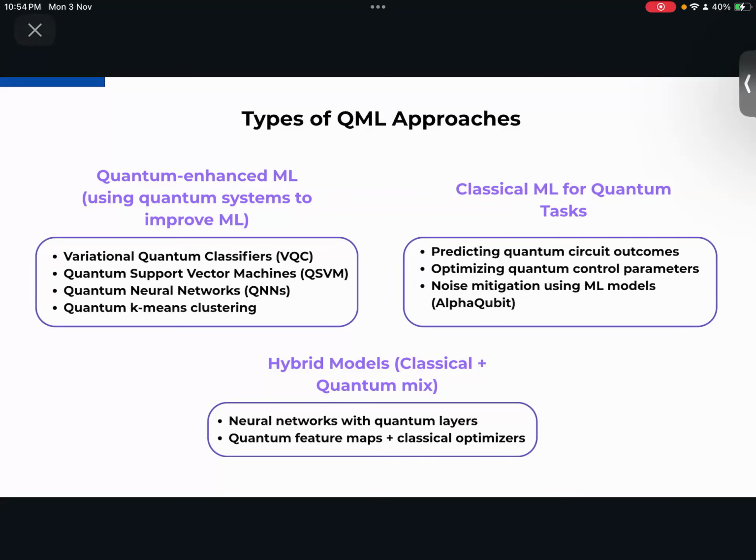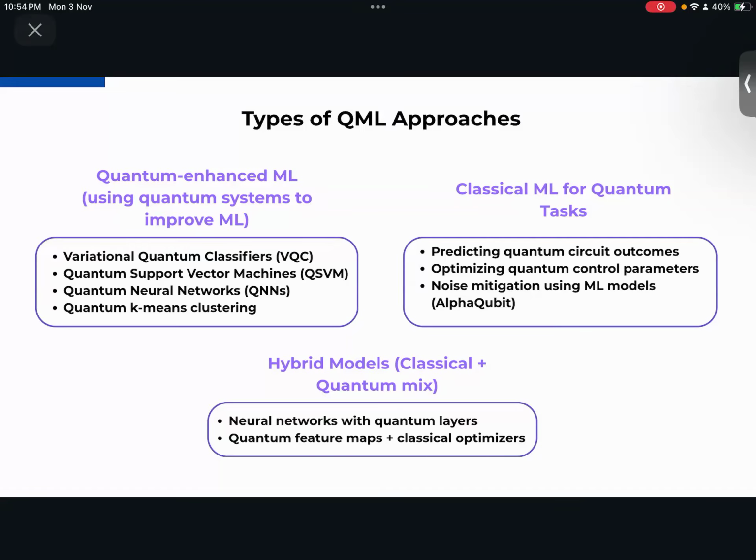We also have classical machine learning for quantum tasks. For example, AlphaQubit is a framework developed by Google DeepMind and Google Quantum AI, where they used classical machine learning to do error correction and noise mitigation. It's pure classical machine learning for quantum computing. There are also several works on how to predict quantum circuit outcomes using classical machine learning, how to optimize the quantum control parameters, how to optimize the circuits, how to transpile the circuits, etc.